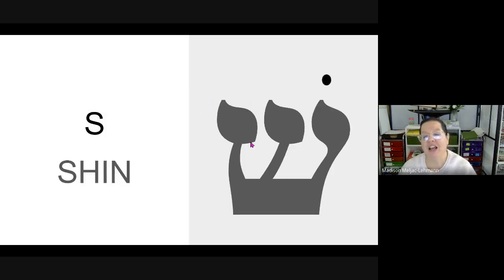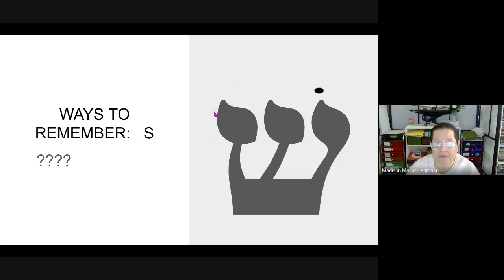Okay, Shin. Shin, we have 3 little fingers or 3 little tabs that are up here and a flat base. And then this has a dot up at the top. And we will be talking about this more as we go through. But this little dot is what actually distinguishes this letter from another letter that we will encounter later. But today, this is Shin.